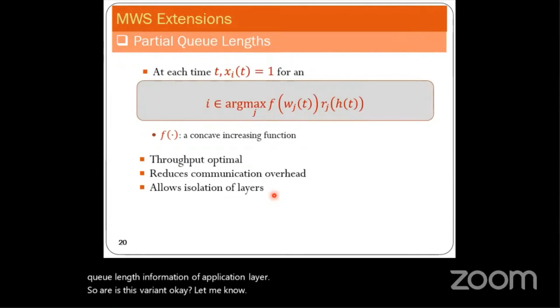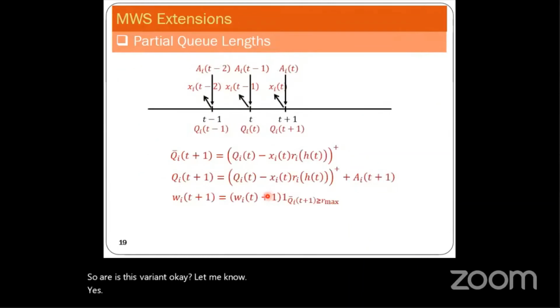Hello, sir. Yes. Sir, can you please tell me what Q bar was again? I mean in the previous slide. Okay. So you see here the Q length was QIT, right? And then you served XIT as per the current decision. So QIT minus XIT times RIHIT.